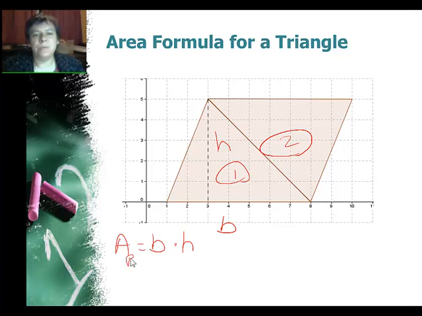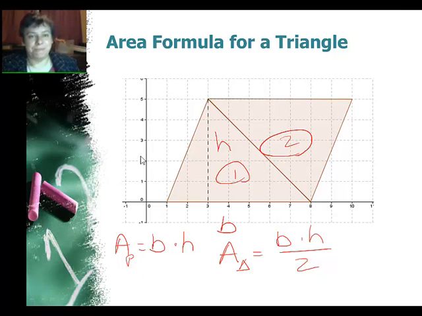But since this is two triangles, here's triangle 1, there's triangle 2, my answer will be 2 times too big. So this worked for a parallelogram, but now I need the area of a triangle. So what I'm going to do is say, take that base times that height and divide it by 2. And that gives you the formula that you've been using for several years now.